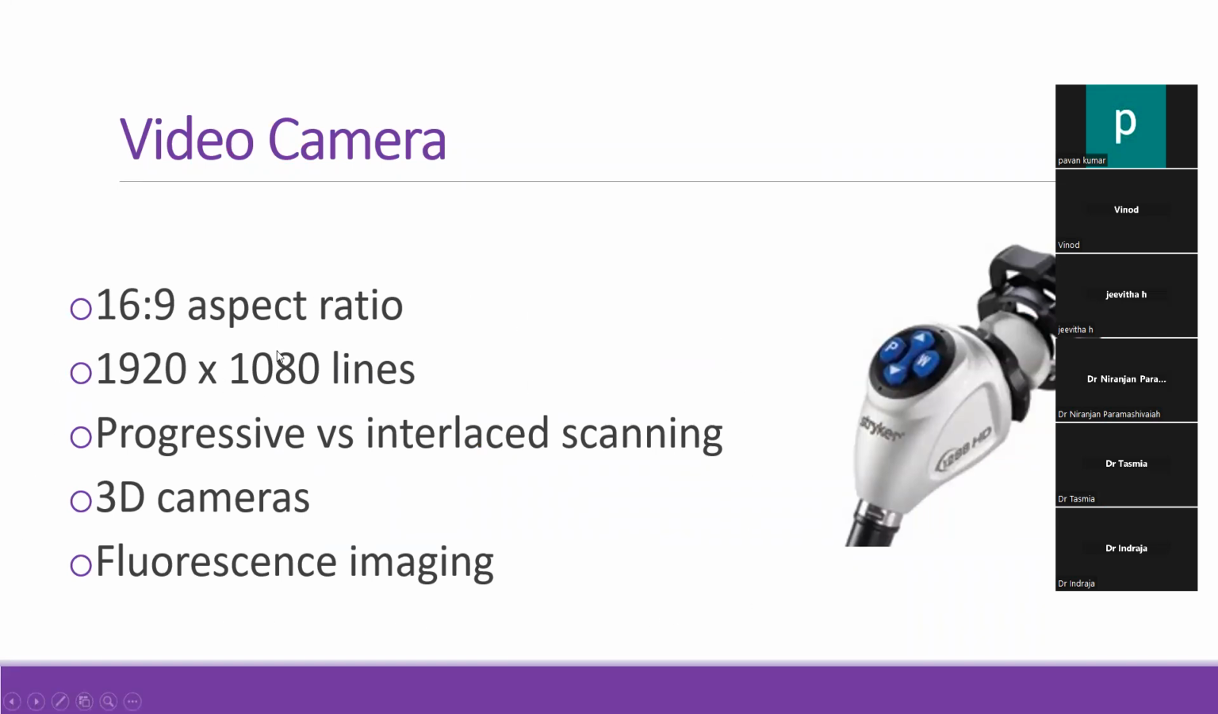What is an aspect ratio? Very simple. Pawan. Sir, can you repeat the question? What is an aspect ratio? I said you must know these qualities of a camera. So what is an aspect ratio?